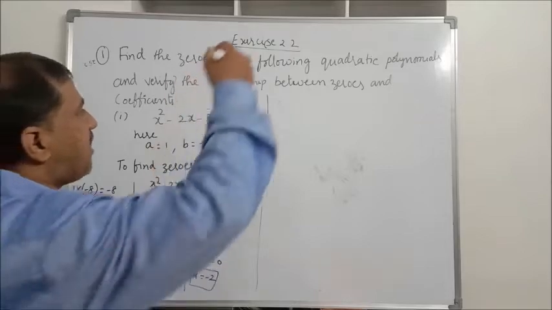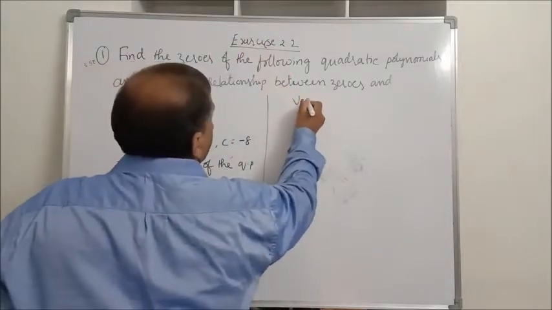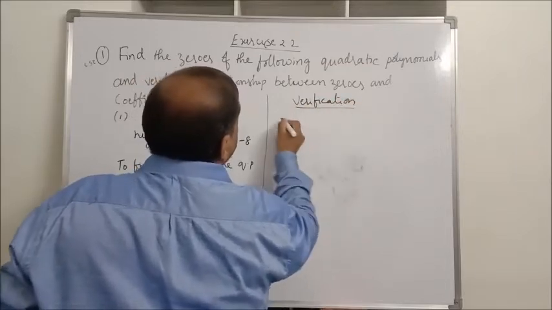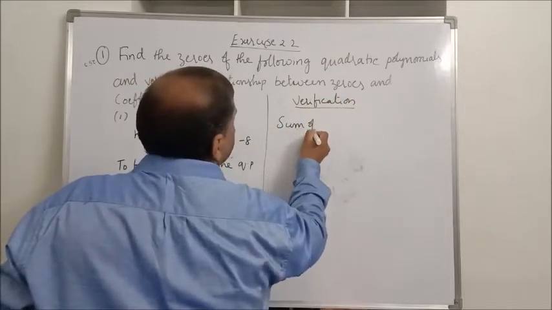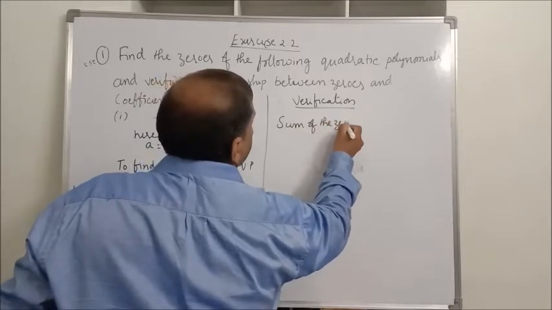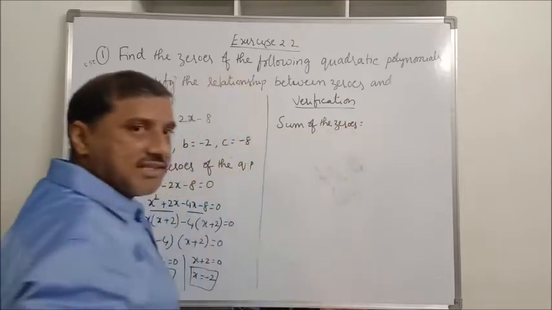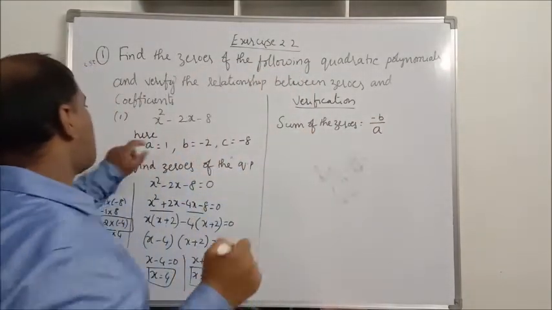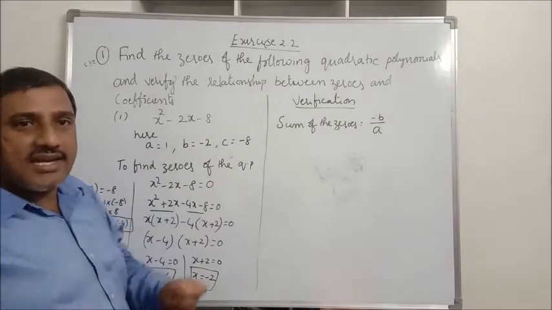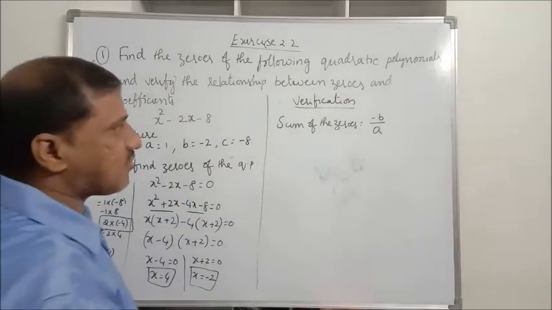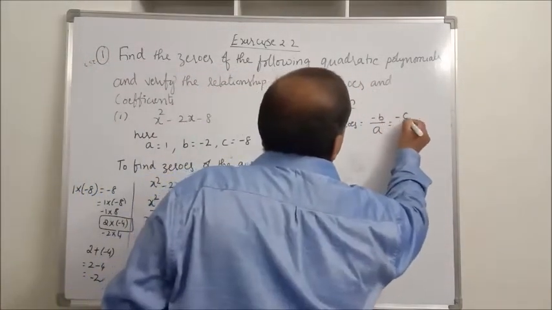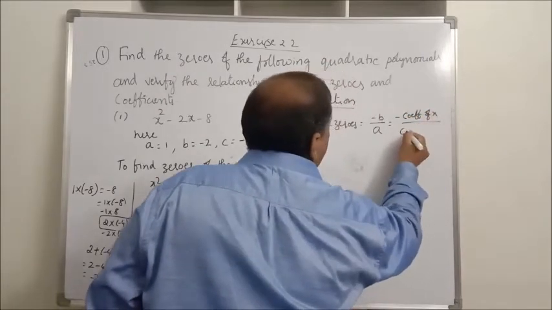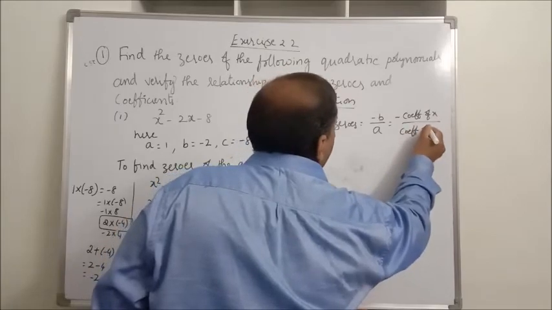It is the sum of the zeros. Verification. So now we are going to verify. The sum of the zeros of a quadratic polynomial is equal to minus b by a, where b is the coefficient of x and a is the coefficient of x square. That is, minus the coefficient of x divided by the coefficient of x square.